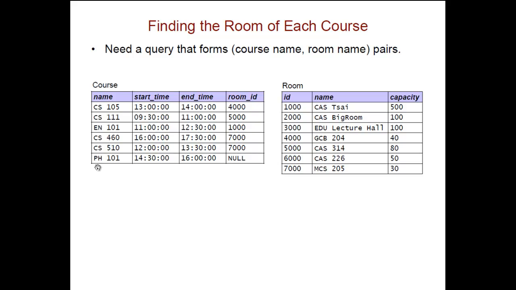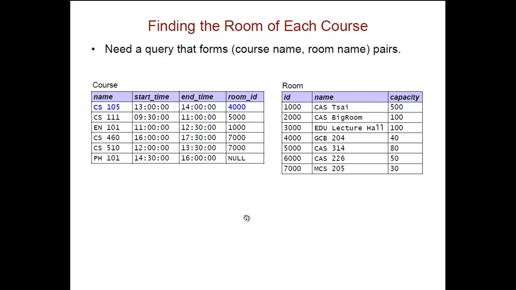For example, let's say we're working with our university database and we want to pair each course with the name of the room in which that course meets. Now in the course table, we don't have the room name, we only have the room ID, and so we have to join this course table with the room table so that we can get the name of the room. Now what makes this job a little bit trickier is we also want to be able to handle cases in which a course does not have a room because it's an online only course. So those courses should also appear in the result of the query.